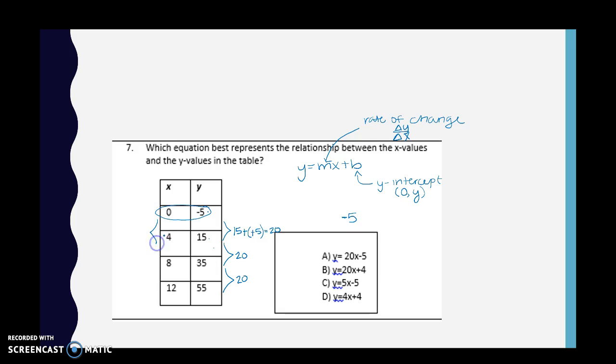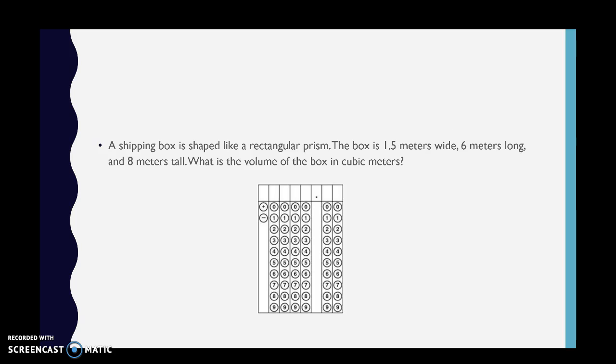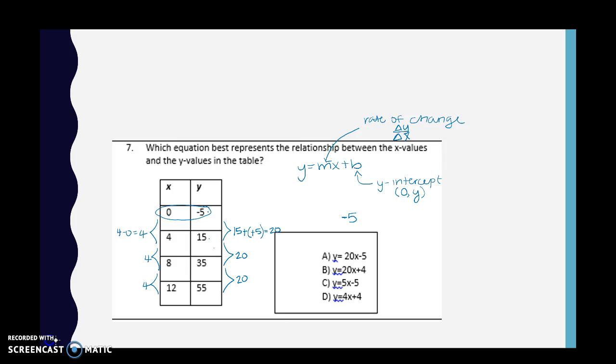What about over here? 4 minus 0 is 4. 8 minus 4 is 4. 12 minus 8 is 4. So the rate of change is going to be 20 over 4. 20 divided by 4 is 5.